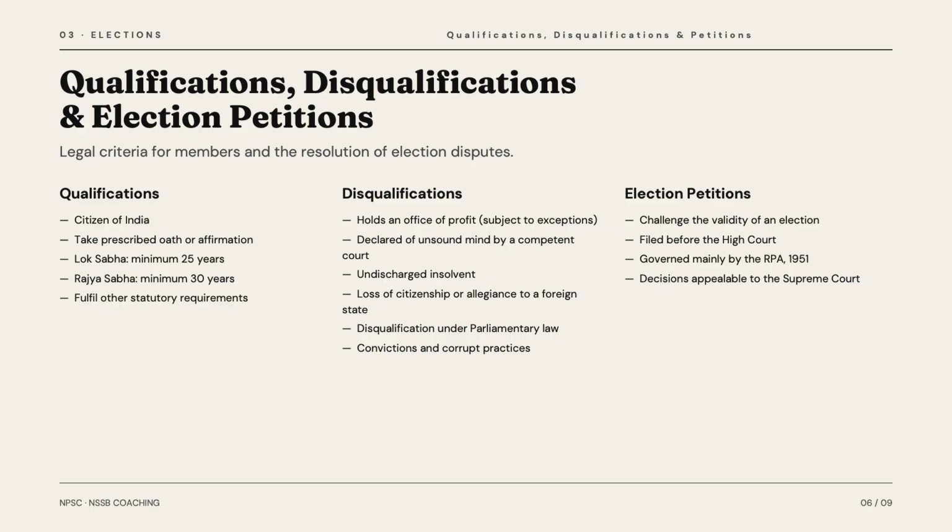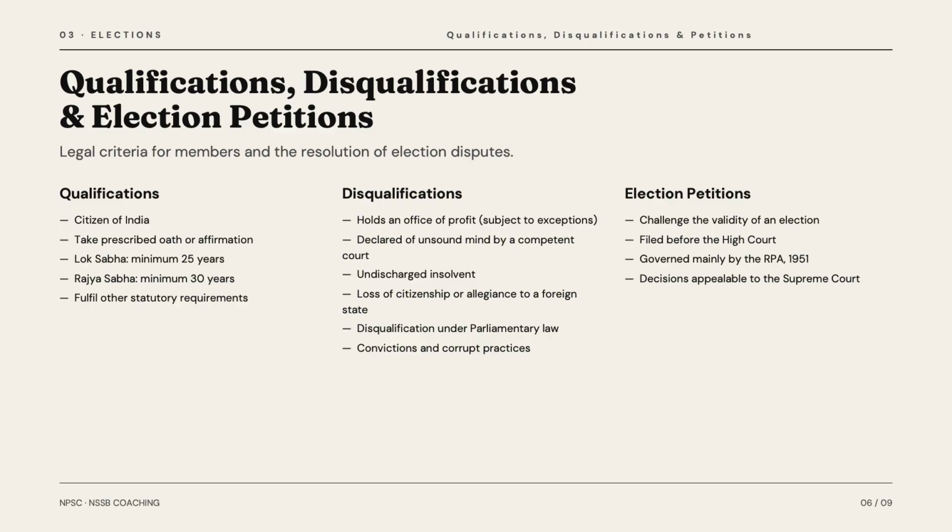Now these are the qualifications, disqualifications, and election petitions, which we will learn about in detail tomorrow. Just to give you a glimpse, qualifications: you have to be a citizen of India, you have to take oath or affirmation for election. For Lok Sabha, minimum 25 years. So those of you who are 25 years and above can contest for Lok Sabha election. For Rajya Sabha, you have to attain minimum 30 years, and other statutory requirements.